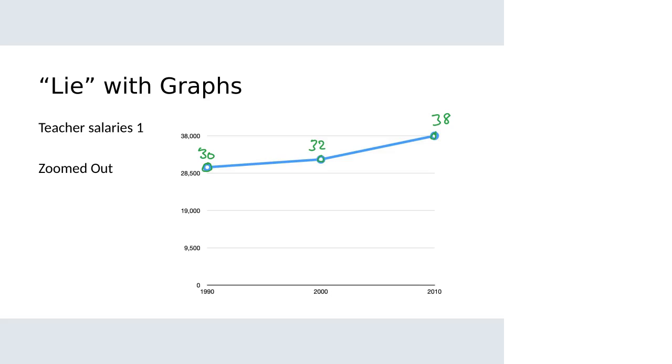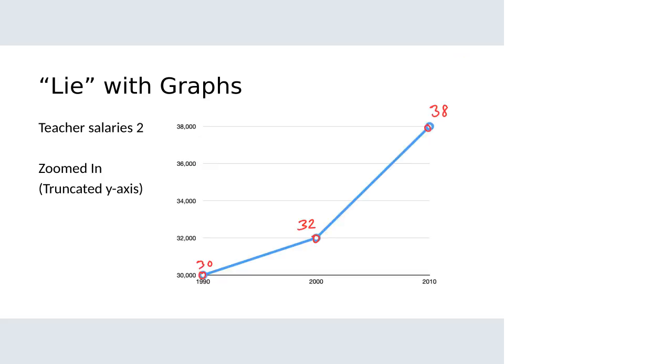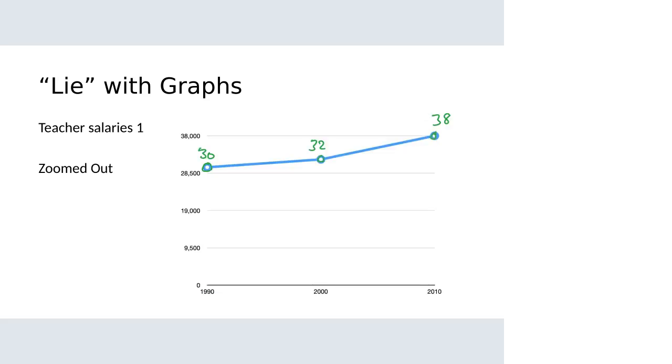When I look at this graph, it looks like, gosh, teacher salaries have gone up, but they've barely even changed. When I look at this graph, they went up a little, and then holy cow, they shot up like crazy. And it's the exact same data on both graphs. What's happened here is this. On the first graph, we can see that our y-axis starts at 0 and goes all the way up to 38,000. We have zoomed out. We can see the entire y-axis.